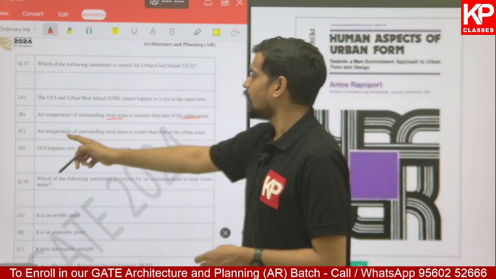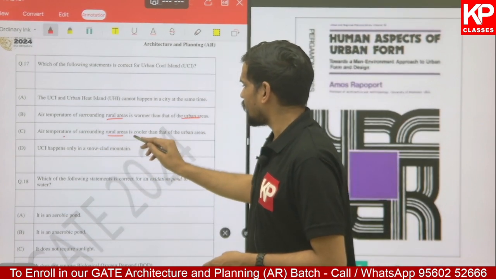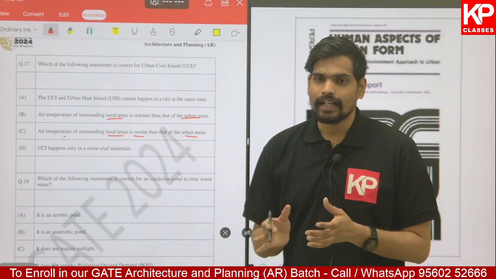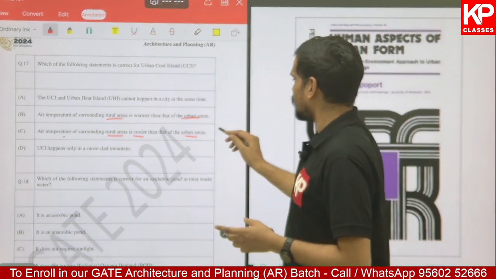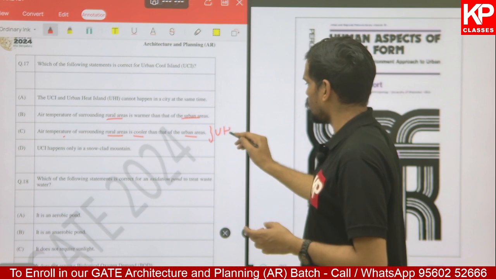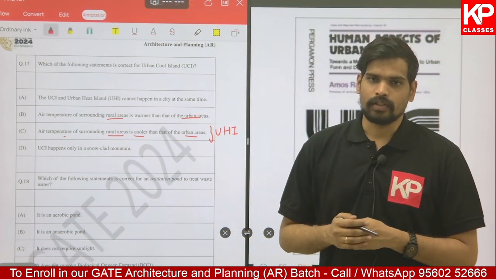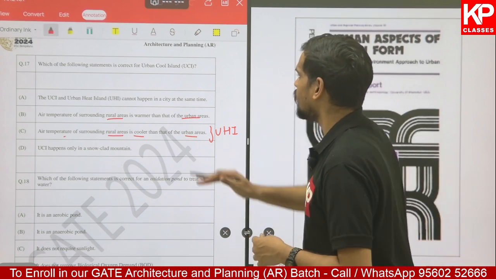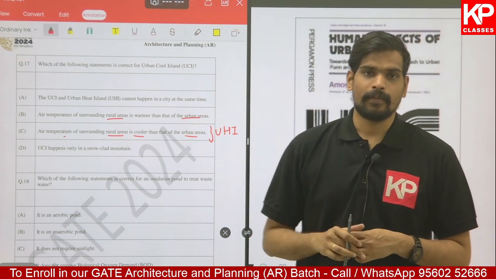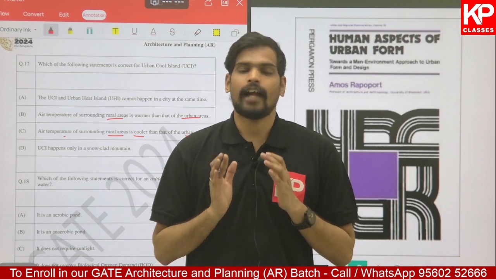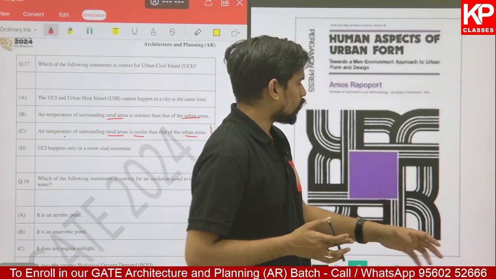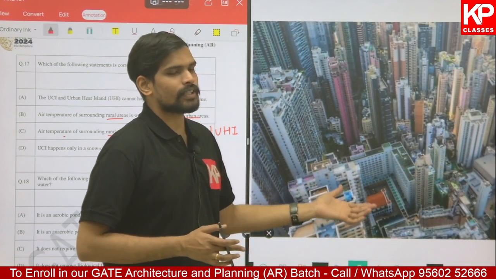That is option B. Air temperature of surrounding rural areas is cooler than the urban. Rural areas cooler than the urban area. This is urban heat island effect, UHI it is. UCI happens only on snow-clad mountains. So, urban cooling island or urban cool island is a concept which happens in high-rise, high-density settlements. It was observed in settlements like, for instance, in Hong Kong.